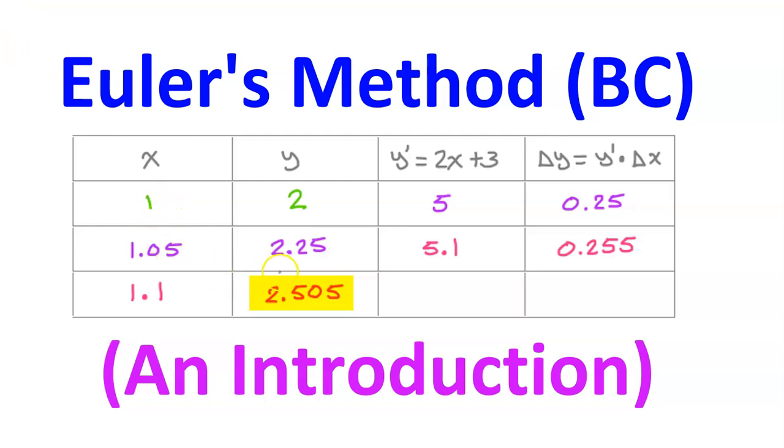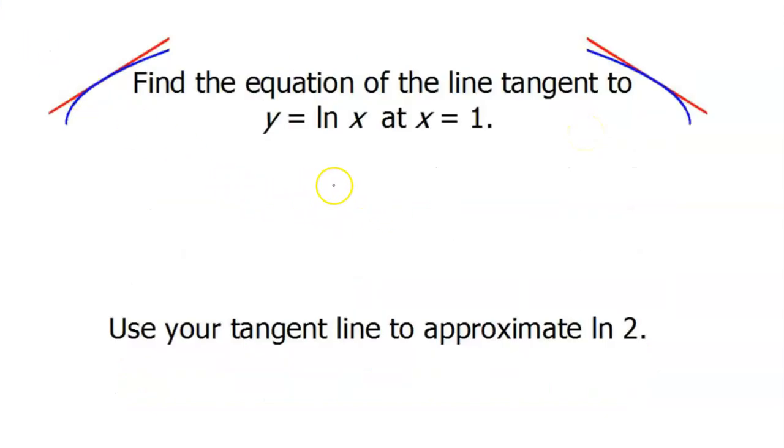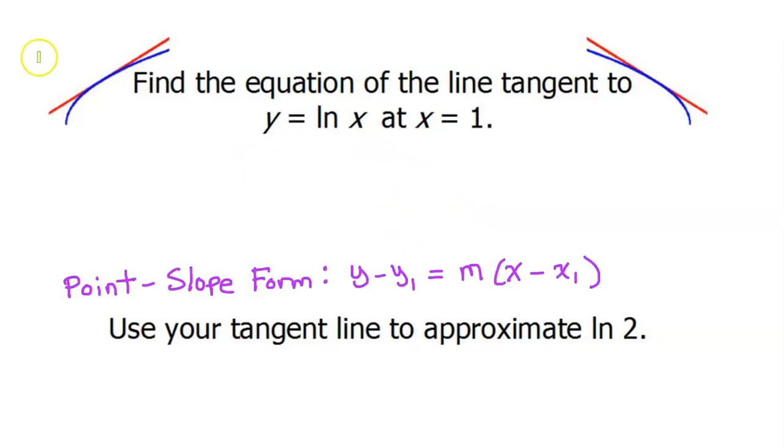In this video, I will teach you how to approximate the value of a function at a point using Euler's method. This is a BC-only topic. A long time ago, we learned how to estimate the value of a function using a tangent line approximation. Let's review that process briefly, because Euler's method is an extension of this process.